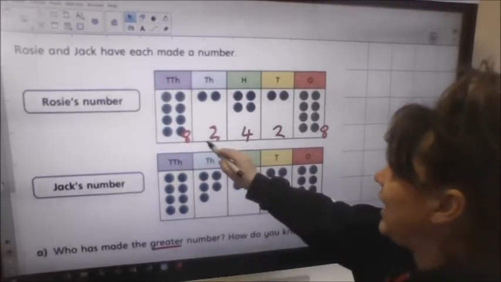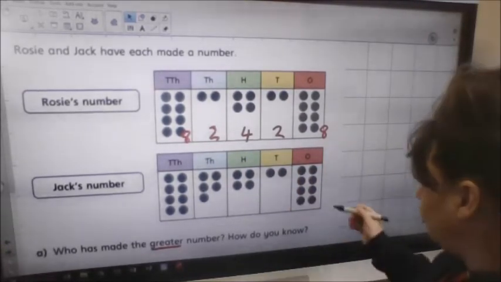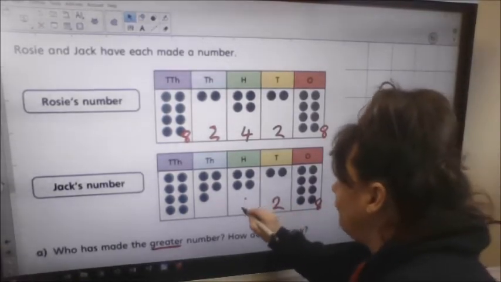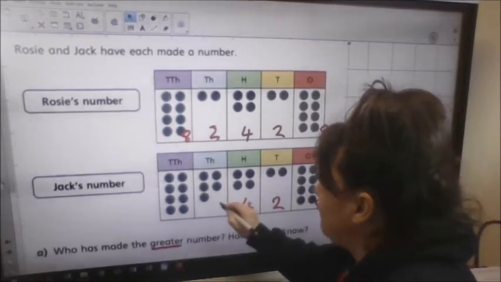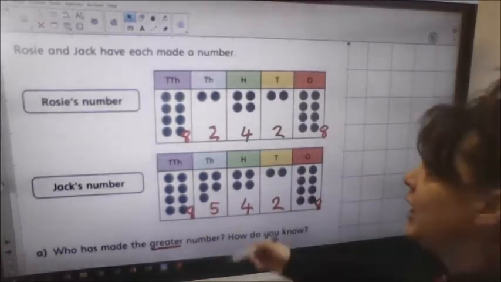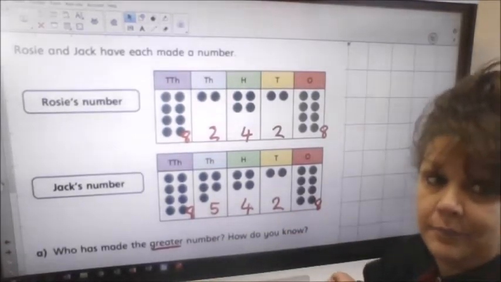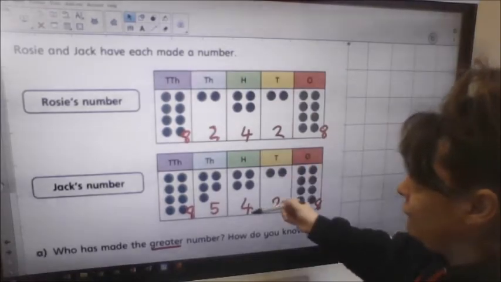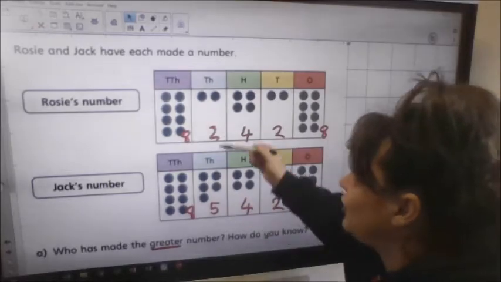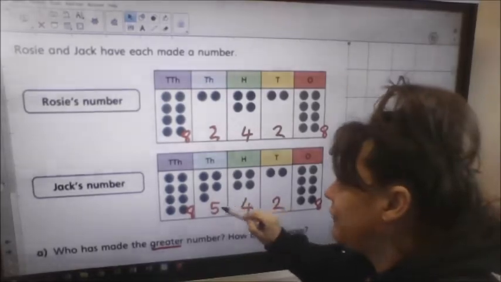So our number there is 82,428. Then if we look down at the bottom, we've got 8 ones there, 2 tens, 4 hundreds, we've got 5 thousands, and we've got another 8 there. So if we compare the numbers then, they've got the same amount of 10,000. They've both got 80,000 in them. They've both got 400s, both got 2 tens and 8 ones. So we need to look at this column here, the thousands one. Here we've got 2,000, but here we've got 5,000.